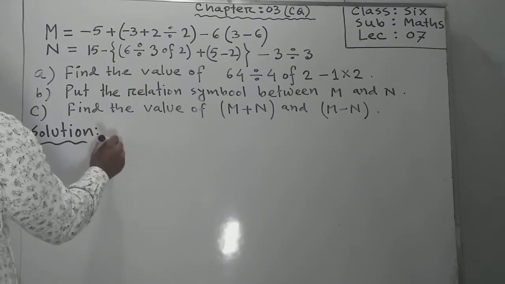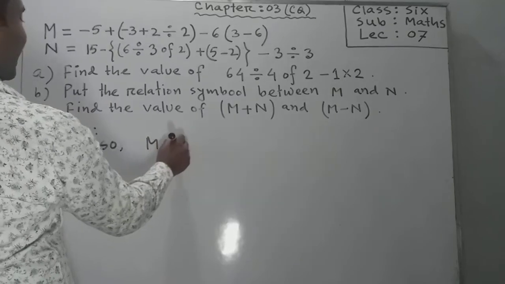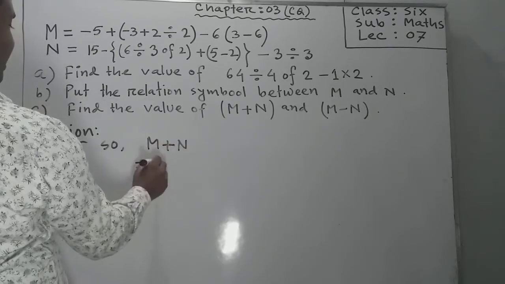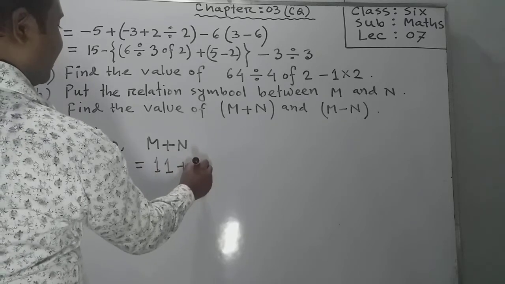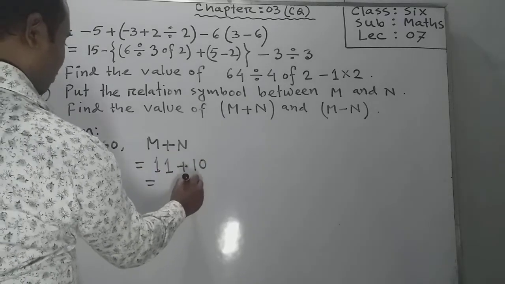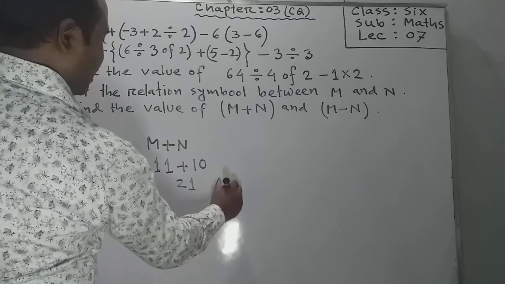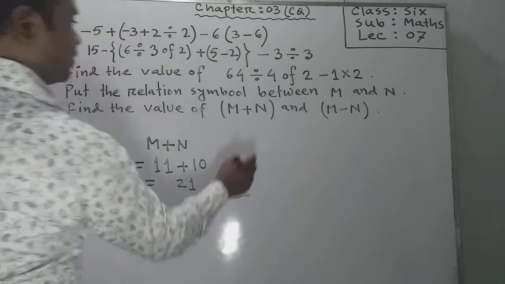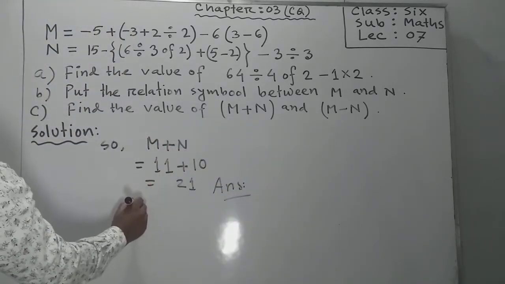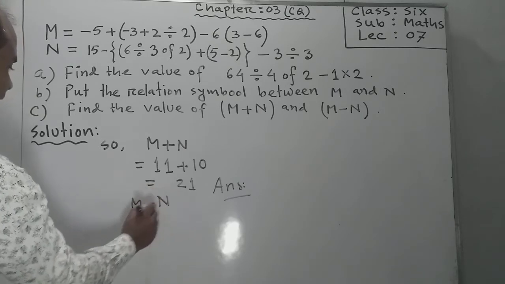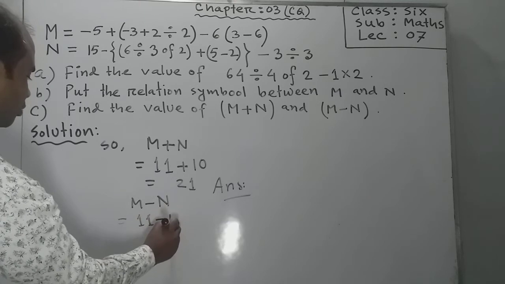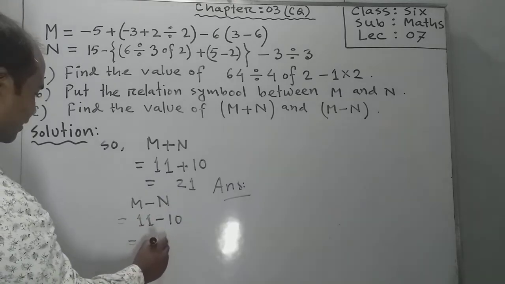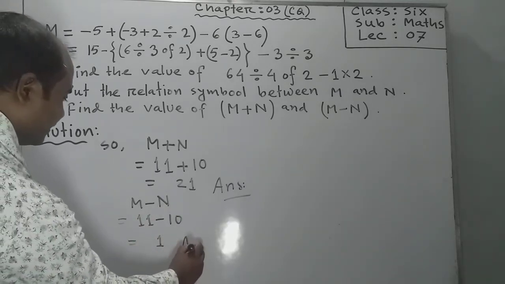So m plus n equals 11 plus 10. So this is 21, the answer. Similarly, m minus n equals 11 minus 10, which is 1. That is the answer.